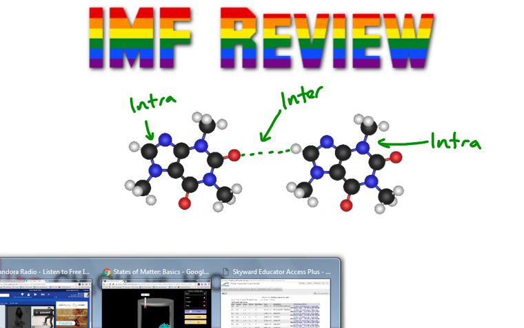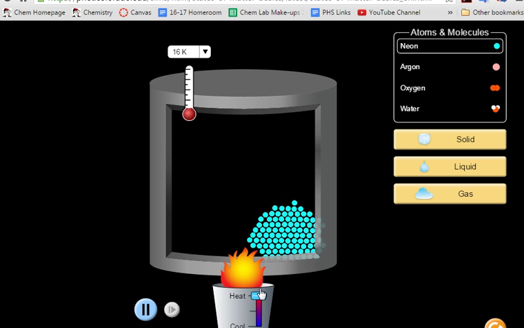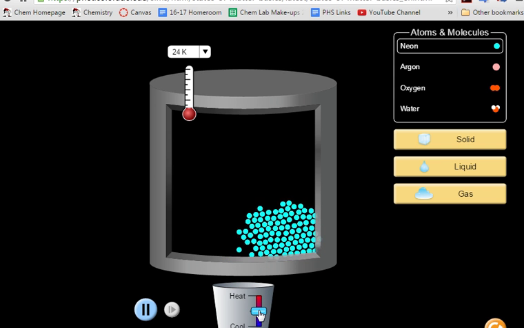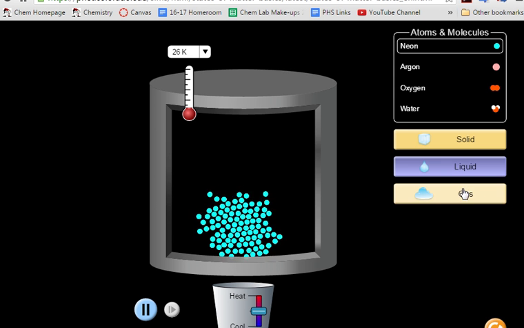I think this is a good visual. So this is on PhET, P-H-E-T, University of Colorado makes it. And what I can do is I can heat this up, and then you can see the temperature, or I can cool it down. And what I want you to see, and you could predict this, as a solid, these are all, I believe, the temperatures that are required to create a solid, liquid, or gas. So this is a liquid, that's a gas.